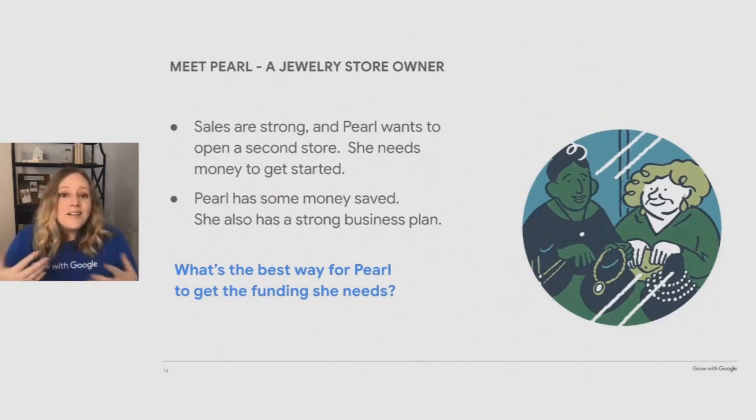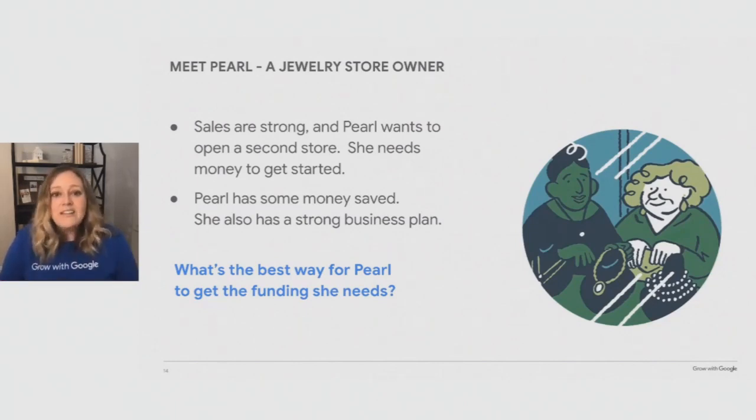Number two, from lots of people who see her marketing and each decide to give her a small amount of money, also known as crowdfunding. Or from a bank that's familiar with the needs of small businesses, also known as a business loan. Now, if you're thinking about these three different options, you probably know that the best option for Pearl is to get funding from a bank that's familiar with the needs of small businesses, also known as a business loan.